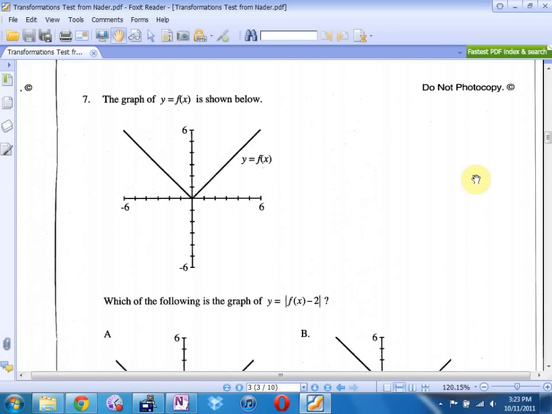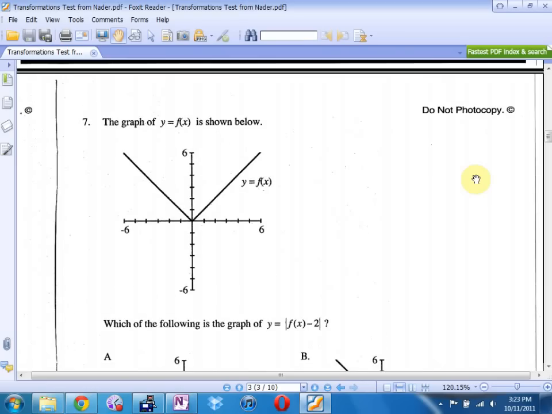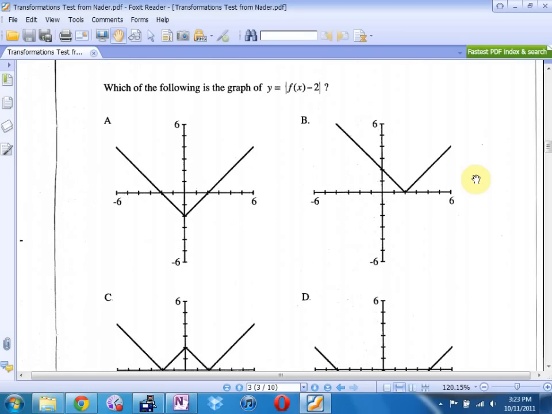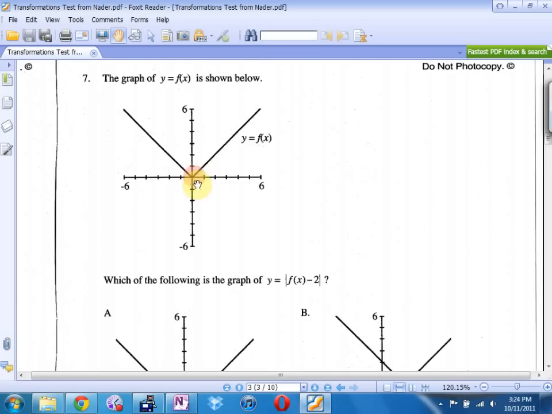Number 7. That is shown below. Looks like the absolute value graph. Which of the following is a graph of that? This is interesting because we're taking the absolute value of the absolute value, but don't let that freak you out. Just think V-shape. I see two things going on here. Absolute value, yes, and 2 down, which is first. 2 down. So in your head, move this graph 2 down and then take the absolute value. What would that look like?